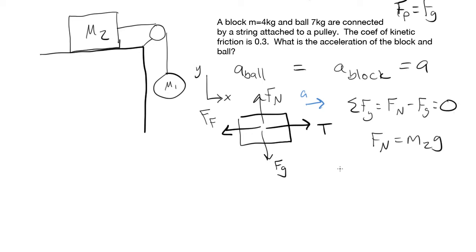All right. Now let's do the x direction. The x direction says that the tension minus the force due to friction, which I could just write as mu sub k times the normal force. The normal force is just mass 2 times gravity. That's equal to mass 2 times A.